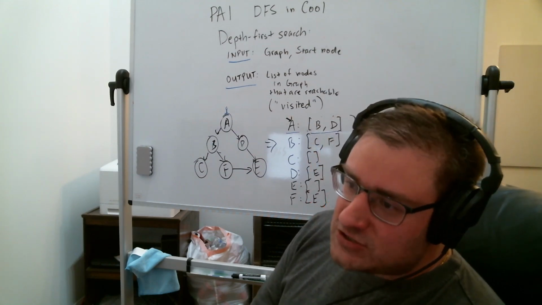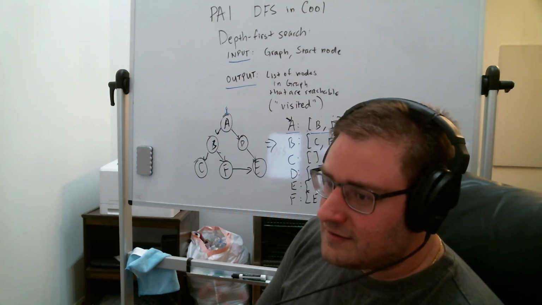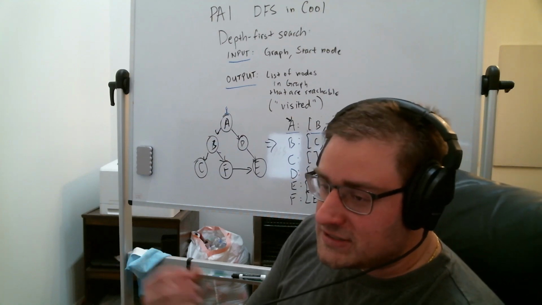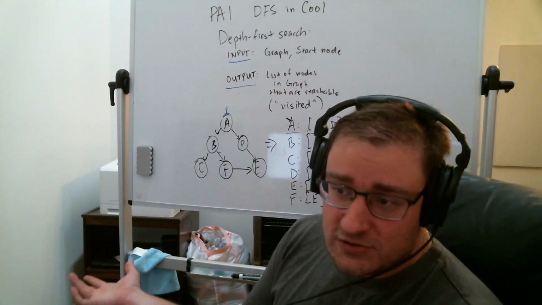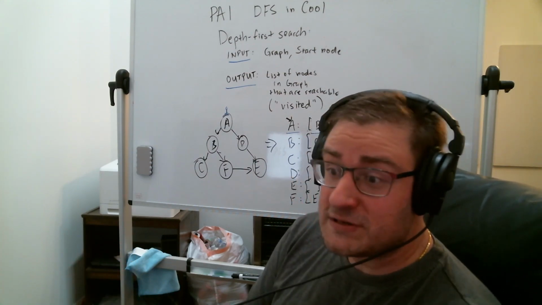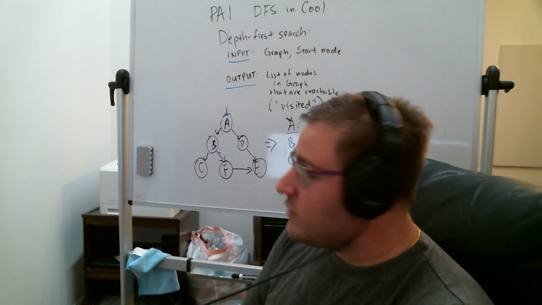Part of the implementation is keeping track of which things you've already visited and so forth, and while it's not exactly topological sort, you could potentially use DFS as part of your topo sort implementation. So maybe this will make your life easier for PA1C.